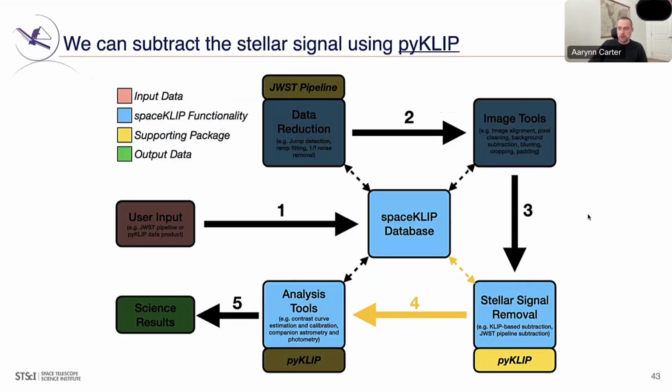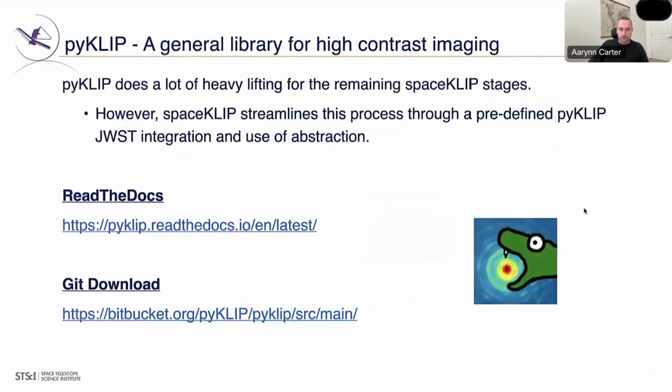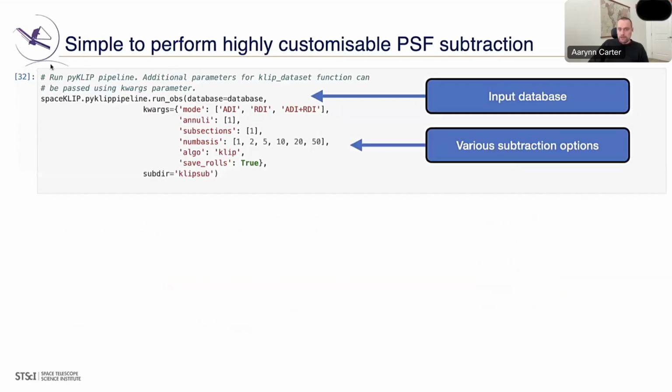Okay, moving on. We have PyKLIP for the stellar subtractions. This is a really crucial part of coronagraphy analysis. We need to remove the stellar PSF and just recover the planets, hopefully, underneath. So we leverage PyKLIP for this. I won't touch on this too much, but it does all the heavy lifting, all the algorithmic work for these subtractions. It has its own Read the Docs and its own Git repo that you can take a look at. So we have a simple function to run the PSF subtraction using the PyKLIP pipeline.